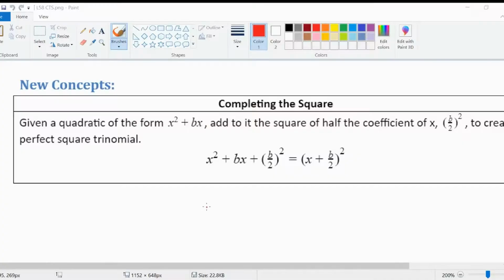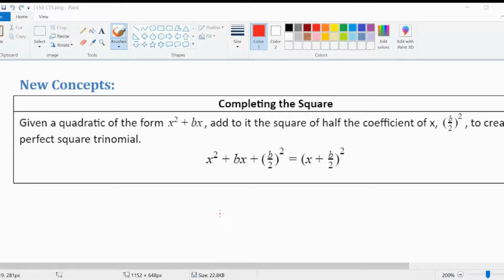Set up to be perfect square trinomials. Well, that's not always going to be the case. So sometimes we will have to make our own perfect square trinomial so that it can factor, because we found out that not everything can factor perfectly. So completing the square. So how to make your own perfect square trinomial.